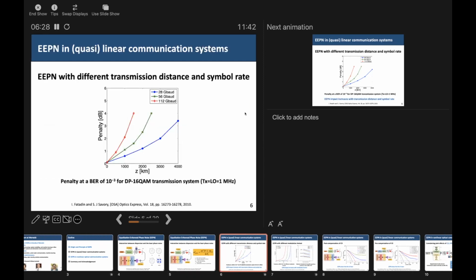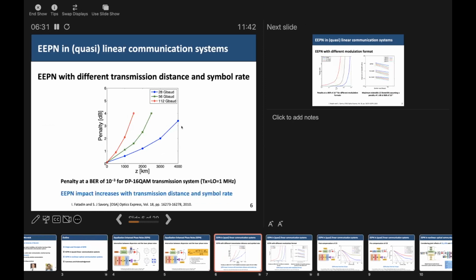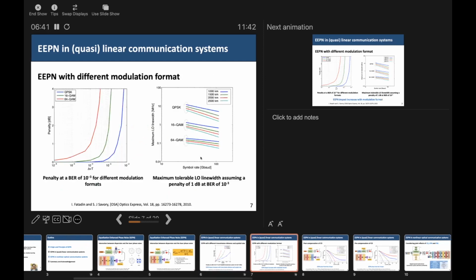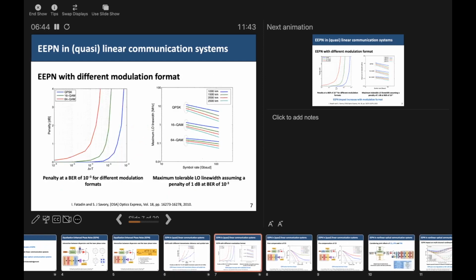This effect also increases if we increase the symbol rate or the transmission distance; it becomes more and more significant. The impact also increases with the order of the modulation format. These are earlier works based on linear communication systems, where people only focused on the impact and the origin of the equalization enhanced phase noise.